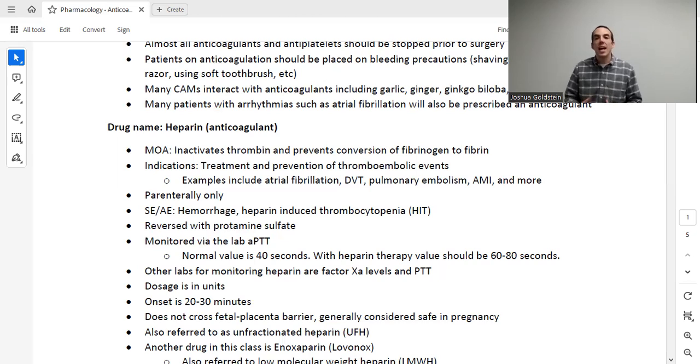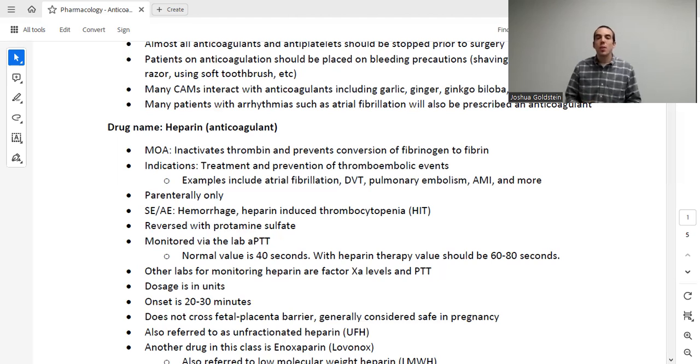When a patient is on any anticoagulant, you're going to have to know what labs we need to monitor in that patient, whether you're a nurse or a nurse practitioner. And in the case of heparin, it's going to be the PTT, APTT, and factor 10A. So know that those three labs are what we use to monitor for a patient that's taking heparin. Heparin is not dosed in milligrams, it's dosed in units, so I would know that.